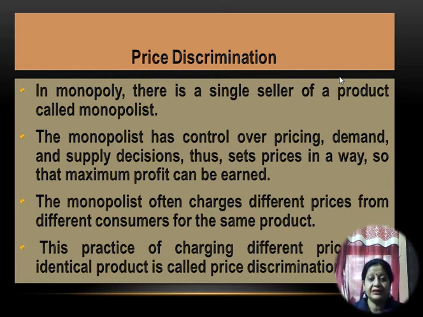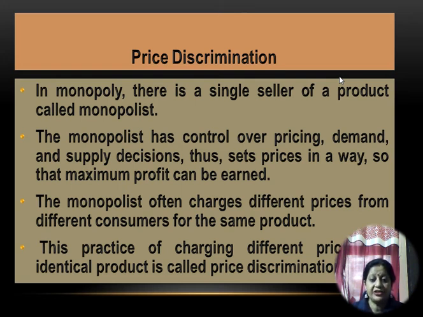In monopoly, there is a single seller of a product called the monopolist. The monopolist has control over pricing, demand and supply decisions, so he sets prices in a way that maximum profit can be earned. The whole and sole objective of the monopolist is to earn more and more profit by charging a high price, by maintaining regular supply, and by maintaining the demand of a commodity available in the market. By this, the monopolist is in a situation to earn as much profit as he can.